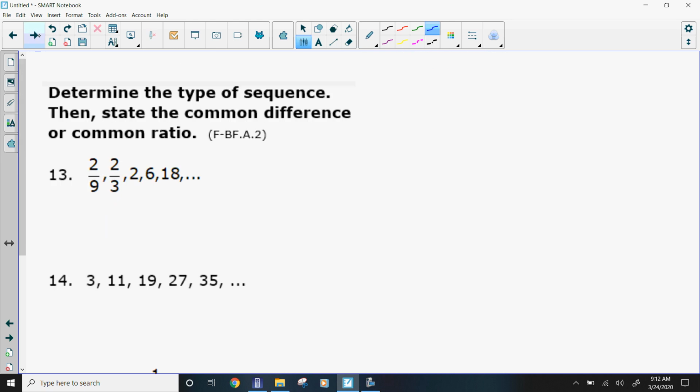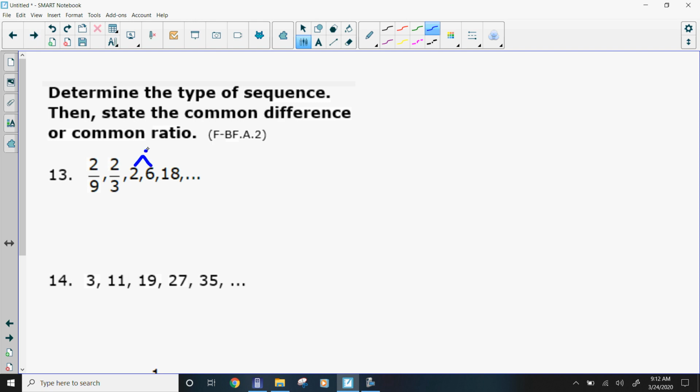Okay, determine the type of sequence, then state the common difference or the common ratio. If these numbers are growing in a way that is kind of quick, like through multiplication, that's going to be geometric. And if they're growing through addition, then that's going to be arithmetic. So what the heck? We've got fractions. What I would do is look at the ones that are not fractions.